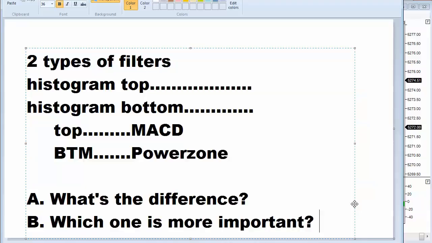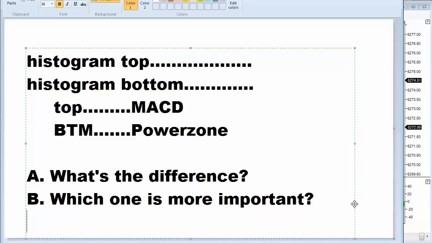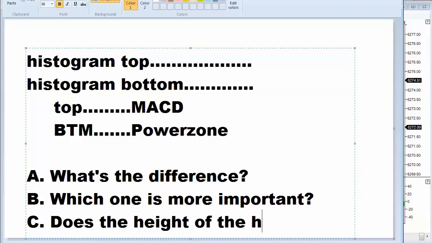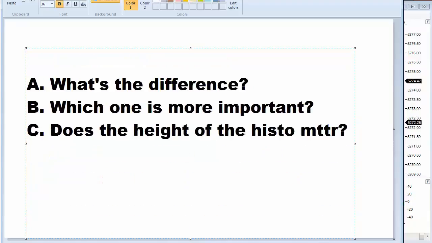What's the difference between the top histogram and the bottom histogram? And which one is more important? And then C, probably a close third, would be, does the height of the histogram matter?